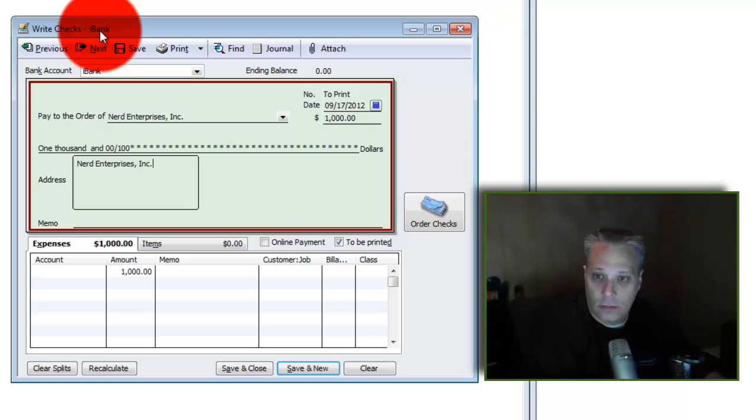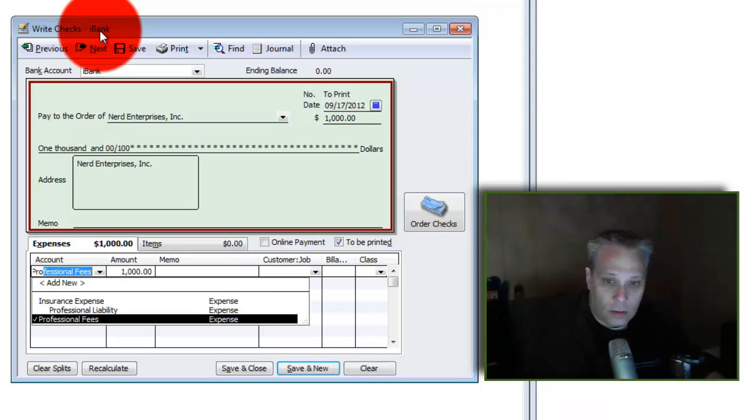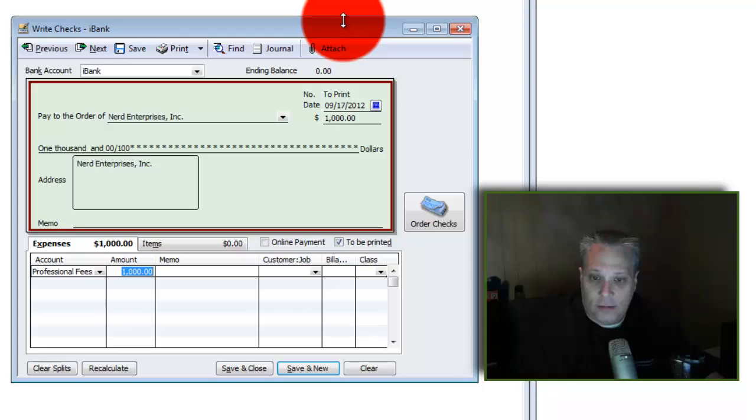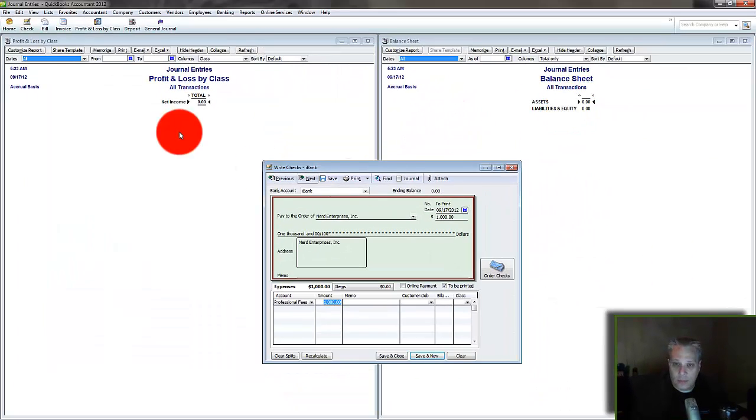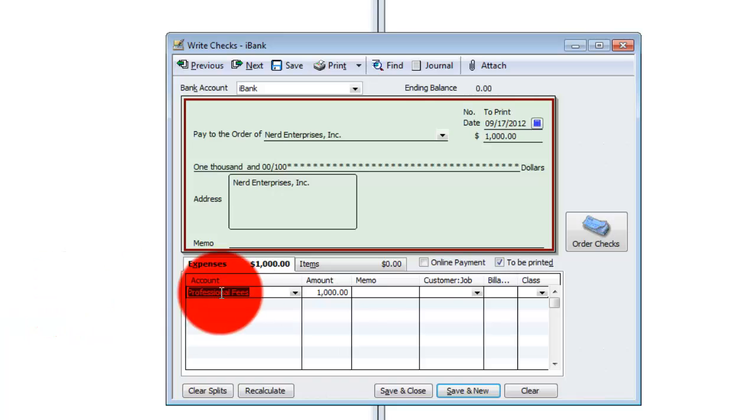Add them quickly. $1,000. Professional fees. Now, of course, when I save this, two things are going to happen. I'm going to end up with a negative balance in my bank account, and I'm going to end up with a positive expense in the form of professional fees, right? Because it's coming out of the bank account here. It's going into the expense account, professional fees.